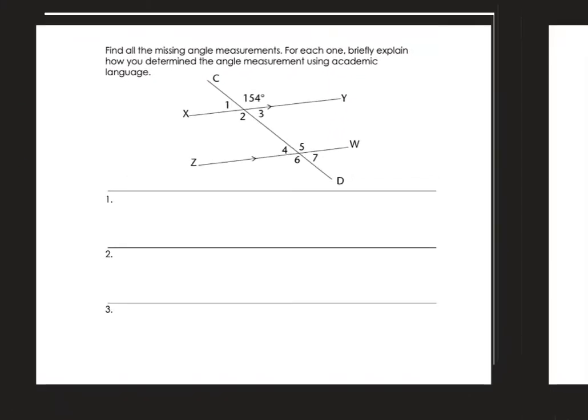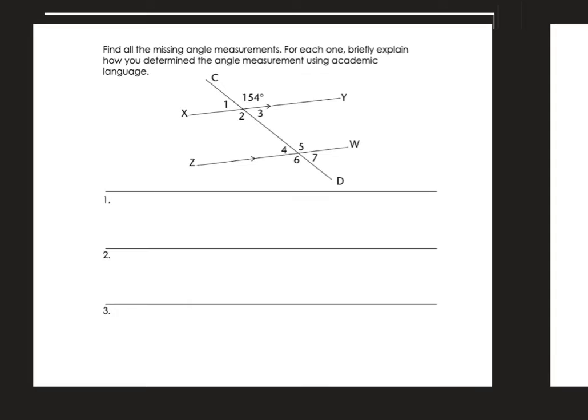All right, the next little bit of notes, I'm just going to do a few of them just to show you. We want to find all the missing angle measurements, and for each one, we're going to explain how we determine that. So looking at the diagram, the only angle we have is 154.